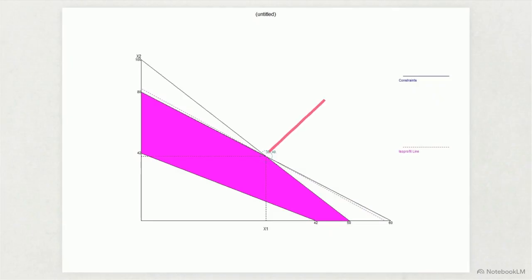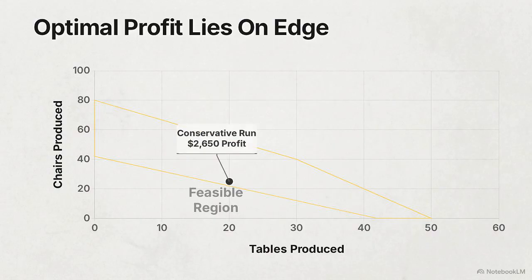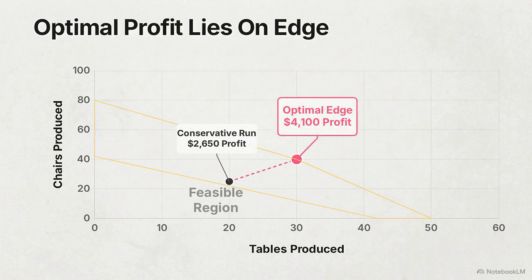Coordinates reveal the optimal vertex sits exactly at 30 tables and 40 chairs, generating maximum profit. Compare this to a safe, conservative production run of 20 tables and 25 chairs, a coordinate situated deep inside the feasible region. That internal point yields significantly less profit. The geometry dictates that the optimal answer will always lie on the absolute outer edge.